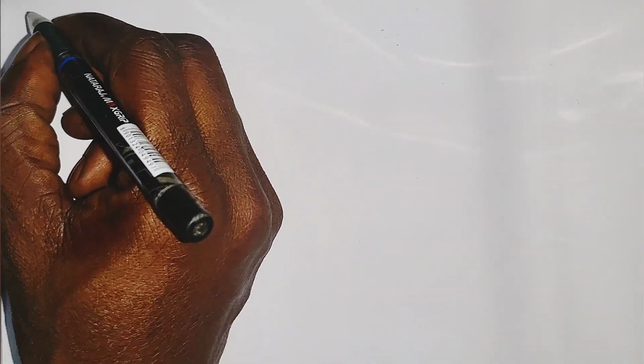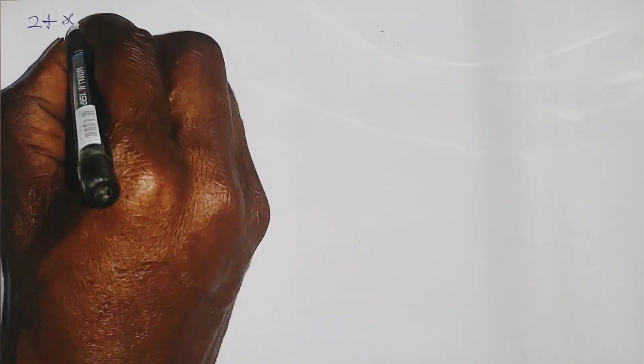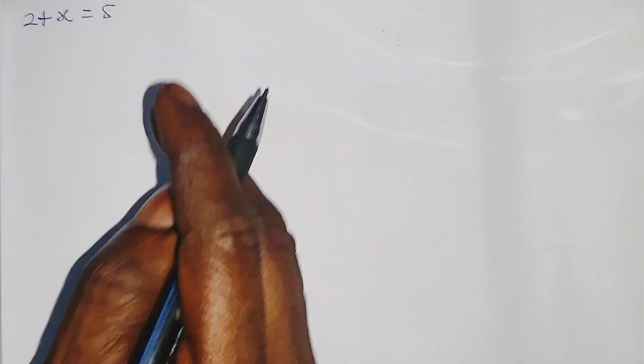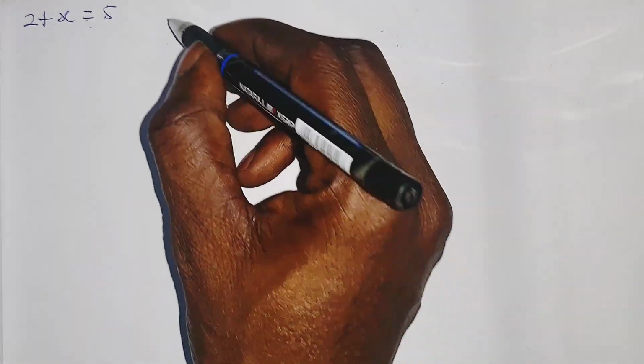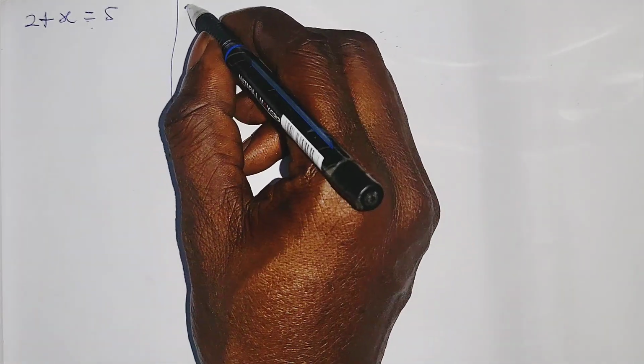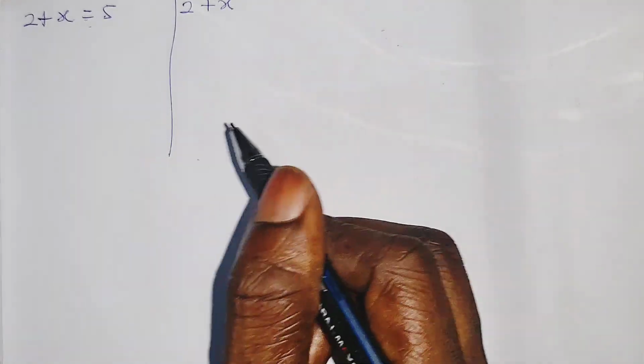So in this lesson, you're going to look at how to solve algebraic equations. We know that an equation involves an equal to sign. So let's say you're given something like 2 plus a certain number is equal to 5. This becomes an equation because there is the introduction of the equal to sign. However, if you have something like 2 plus x, this is just an algebraic expression.